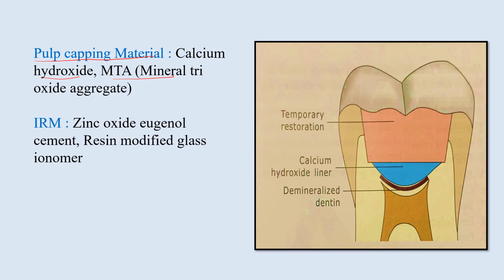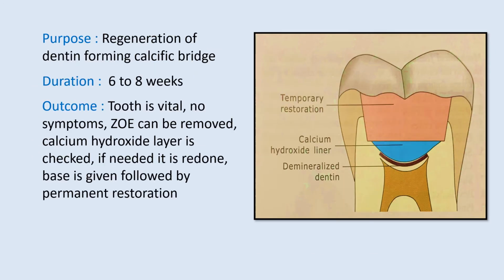Then the intermediate restorative material commonly used is zinc oxide eugenol cement and resin modified glass ionomer. Now you see this zinc oxide eugenol cement, it is special because it has sedative or palliative properties, and it helps to reduce the post-operative sensitivity of the tooth. The purpose of this procedure is regeneration of dentine forming calcific bridge.